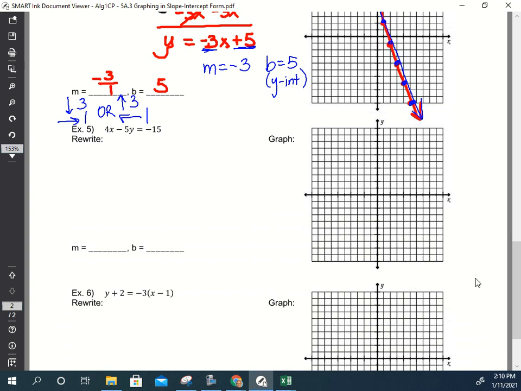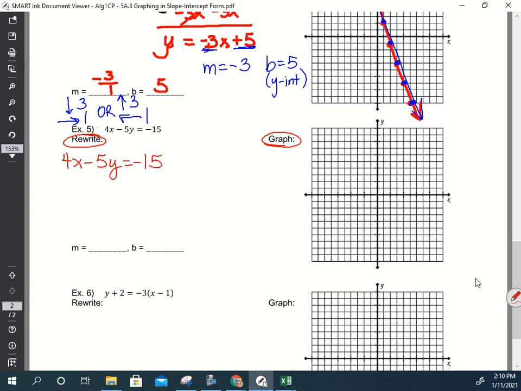Let's do example 5, and then example 6. So example 5, we've got 4x minus 5y equals negative 15. We have to rewrite it, and then we graph it. So let's look at the rewrite.